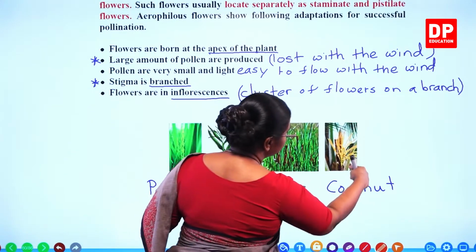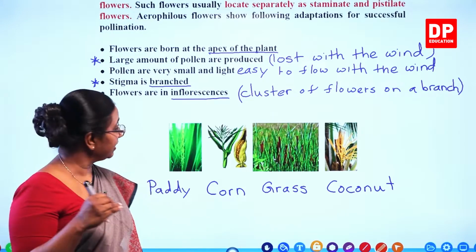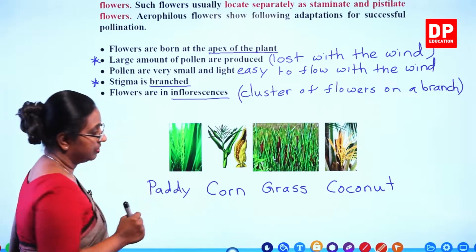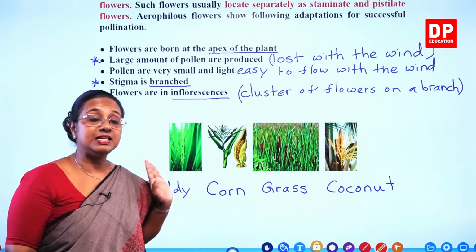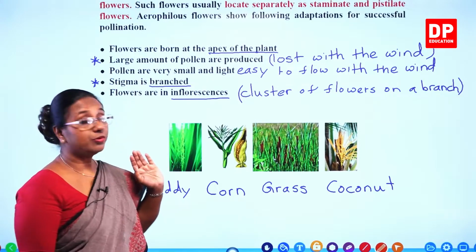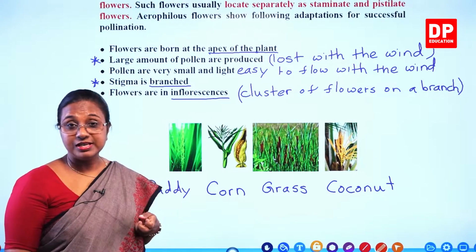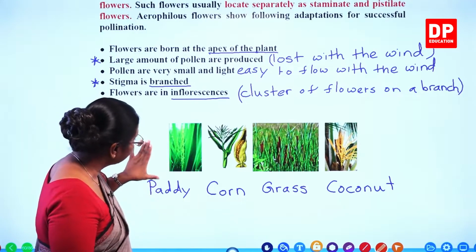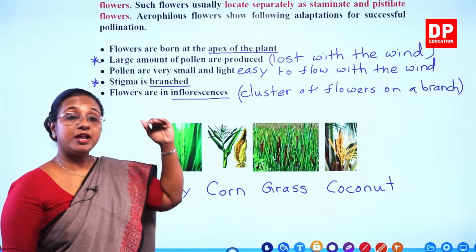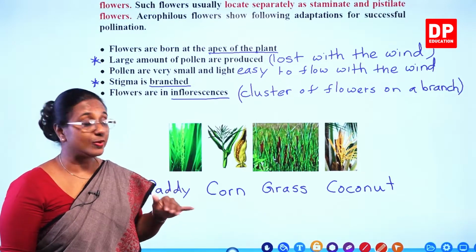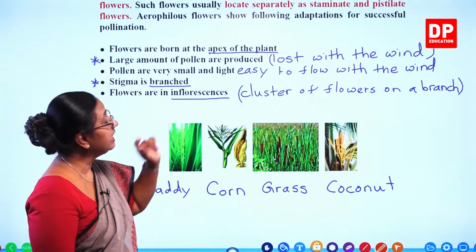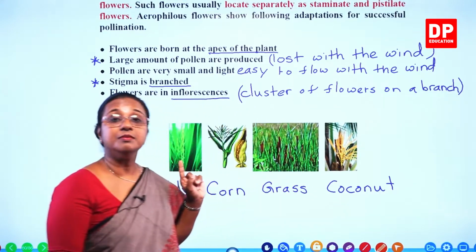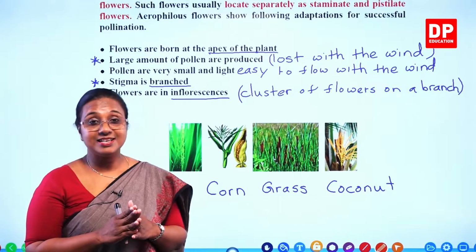You can see that here also at the apex of the plant, and also you can see the inflorescence structures in all these. Most of the adaptations can be seen in these diagrams. But you all know the pollens are very light and small in size and a large number of pollens are produced. That is not visible, but you can see that the flowers are borne at the apex of the plant as well as the flowers are inflorescence. So there is a cluster of flowers on a branch. I am sure you all can understand that.